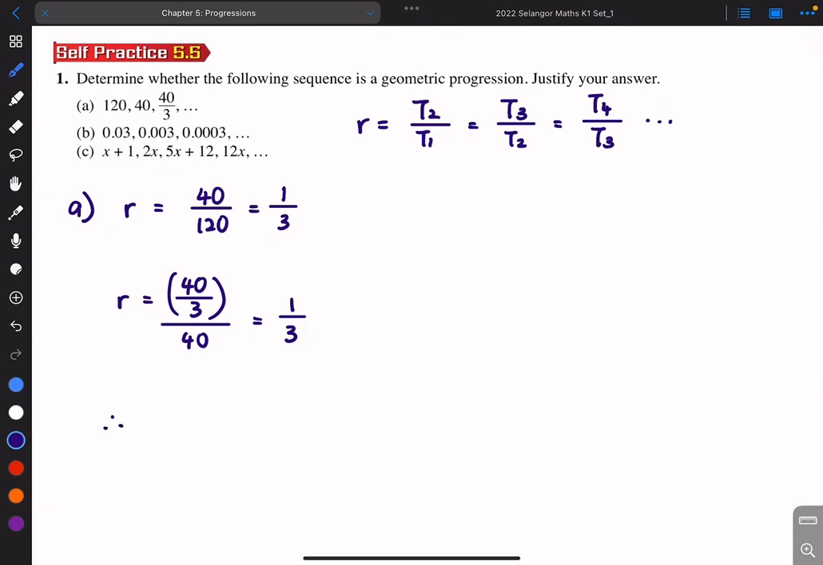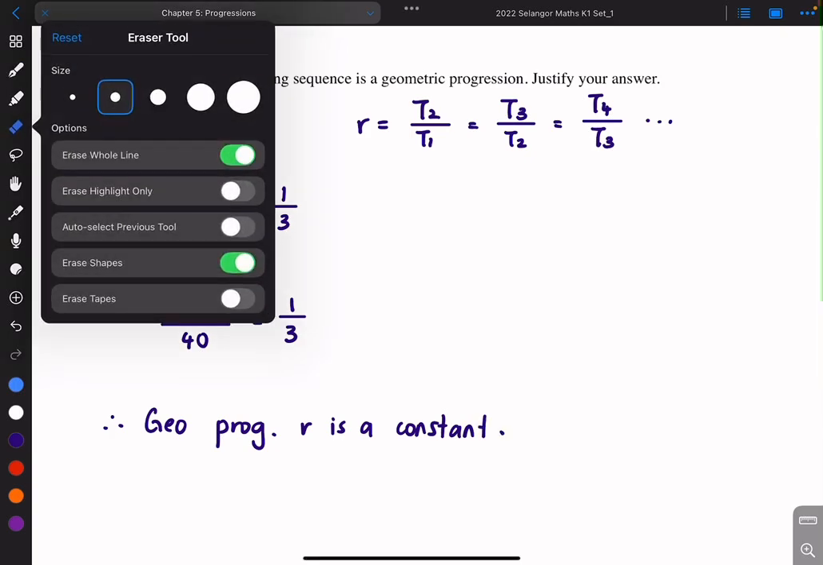So we write here geometric progression. I use short form. Okay, geometric progression. Then the reason will be because the value of R is the same. So R is a constant. Next.